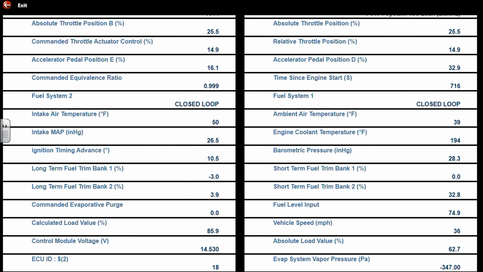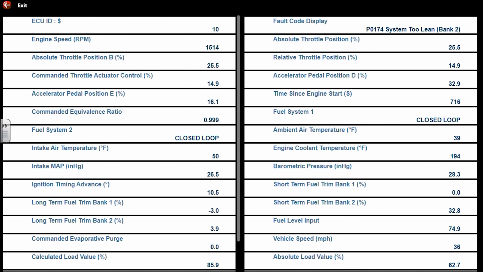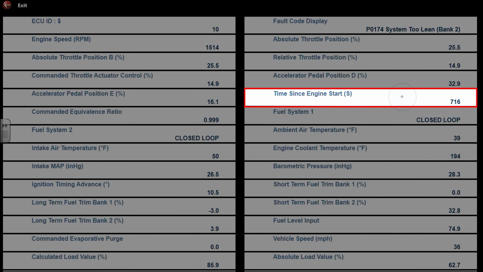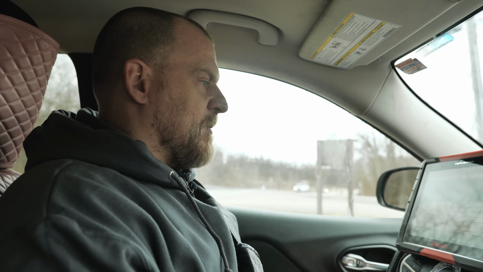I wish they would give me the oxygen sensor data on here, but they do not. Plus it's only a single capture anyway, so even if they did, it might not be all that valuable. Time since start, 716 seconds. What is that? Yeah, it's like 12 minutes. We've already had that, huh? We just gotta make it happen.